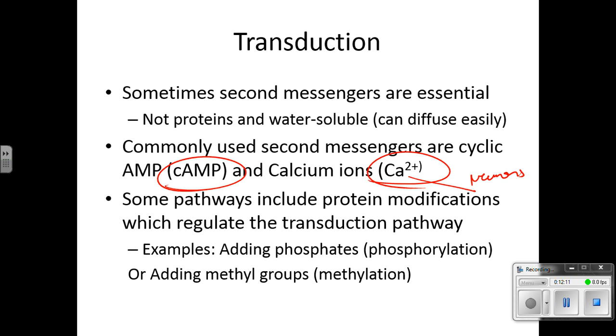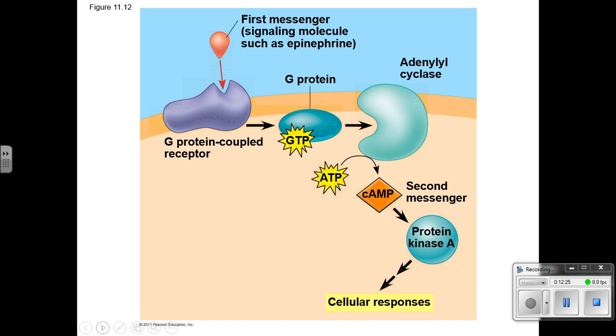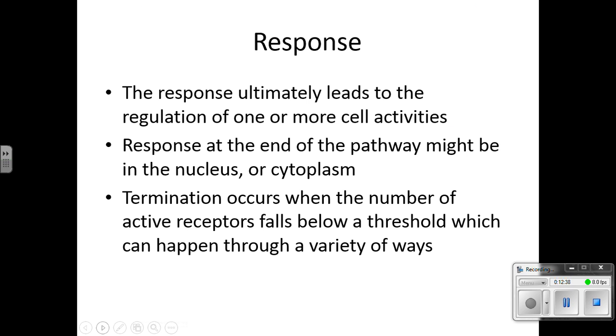Some pathways include protein modifications, which regulate the transduction pathway. For example, adding phosphates or adding methyl groups. So phosphorylation or methylation, adding phosphates or adding methyl groups. So you've got your reception, and then here's your second messenger. That's going to help out the process, and then you've got your response.